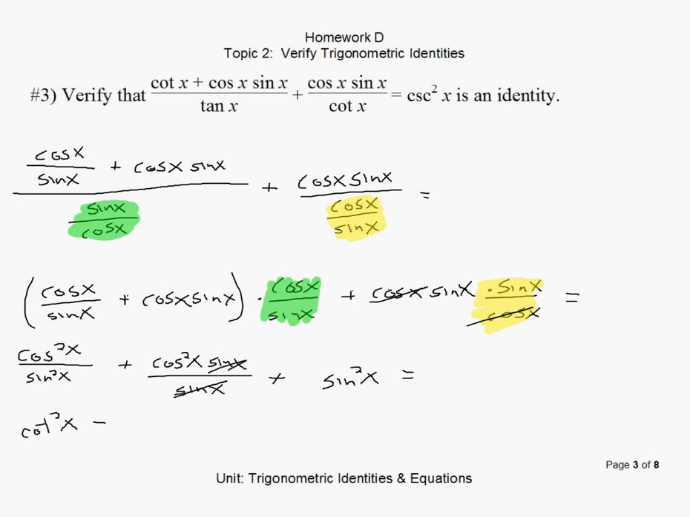So really what we have here, cosine over sine is cotangent. The second fraction simplifies to cosine squared. We all know that sine squared plus cosine squared is 1. And hopefully you know that cotangent squared of x plus 1 is cosecant squared of x. That's what the right side was all along.